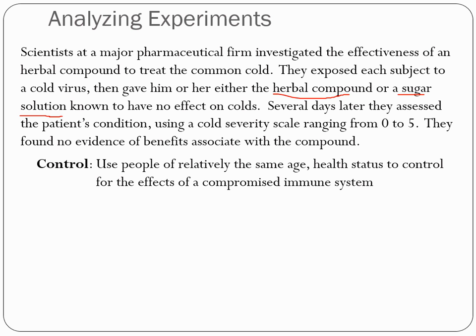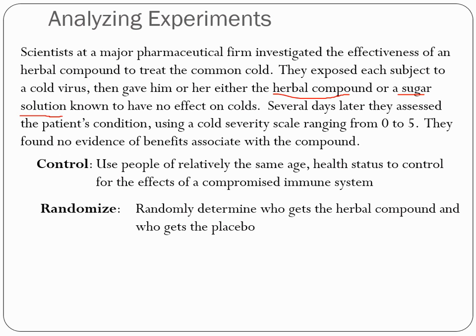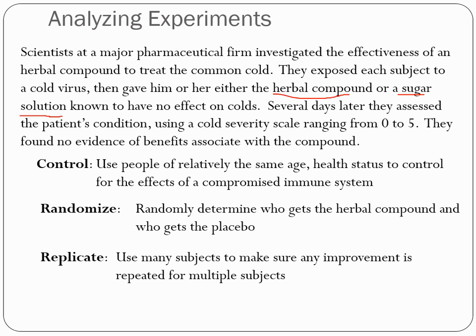And what they're doing, in terms of being able to control this thing, what they could do is use people of relatively the same age. That way, the health status, if you think about it, if we used some older people or some really, really young people, their immune systems might be a little bit more compromised. So we'll try to use people of the same age. That's a way to control this thing. Randomly determine who gets the herbal compound, who gets placebo. There are ways to do that. We'll talk about it. And replication. So make sure we use more than 2 people in each group.